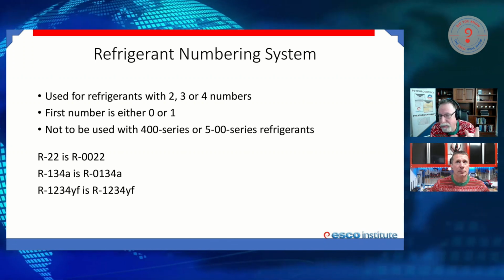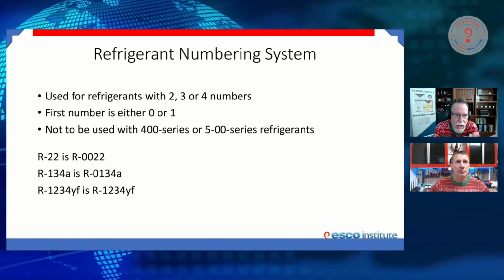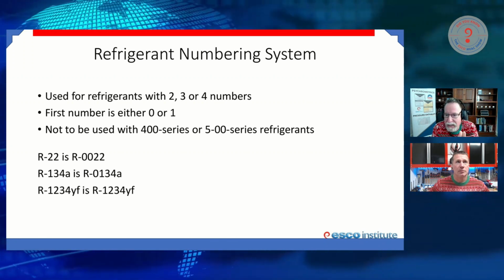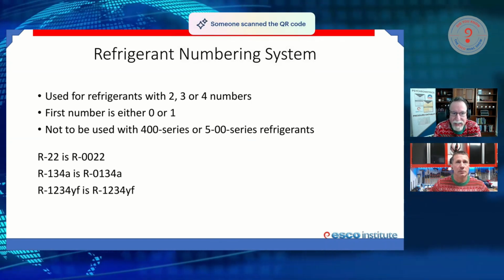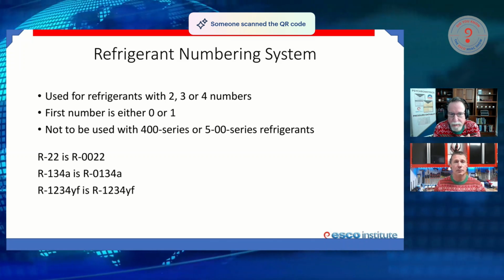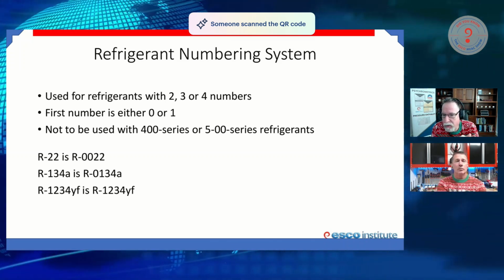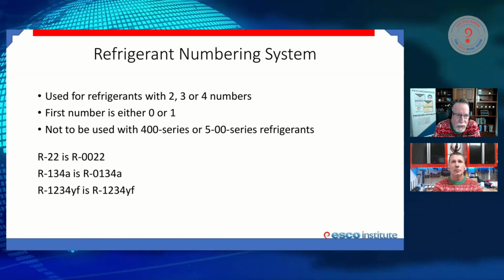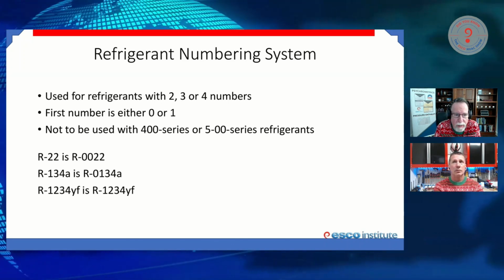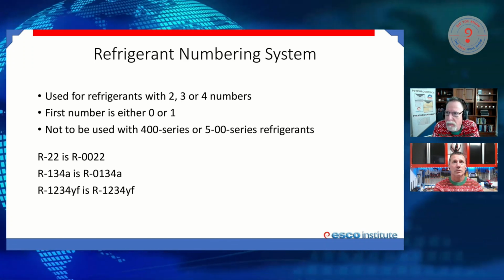but we can actually use it for 200 series refrigerants, the propane. We're not talking about that today. But we don't use it for blends. A blend is just a mixture of existing refrigerants. So if we're talking about R404A or 500 or 502, you can't use this refrigerant numbering system for that. So we're going to convert all of our refrigerant numbers to a 4-digit number.